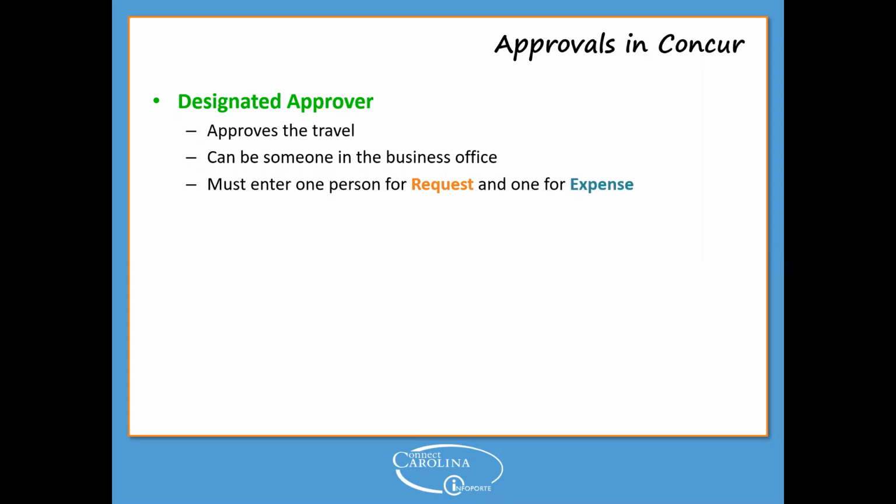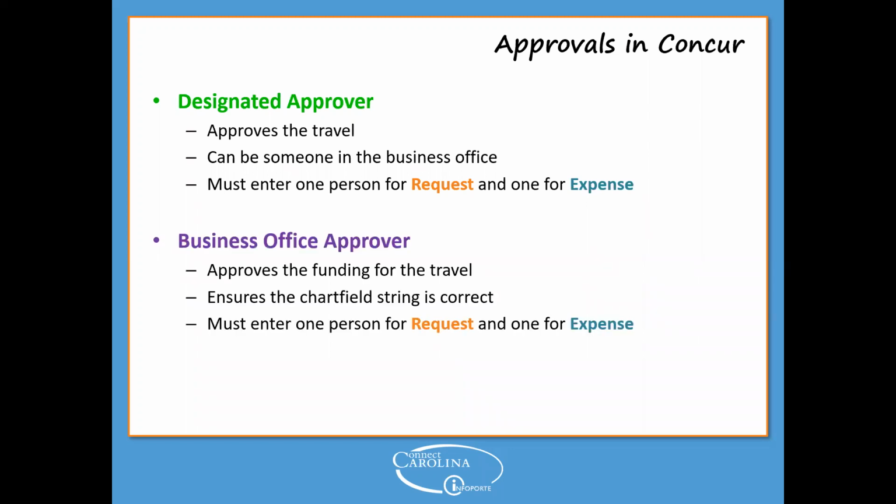But you are going to have to enter one person for a request. So that, again, that's the request to travel, and one person for the expense side. That's after you come back for your expense report. The business office approver is the person that approves the funding for the travel. So that's the person that's going to make sure that the Chartfield string is correct on the request and the expense side.